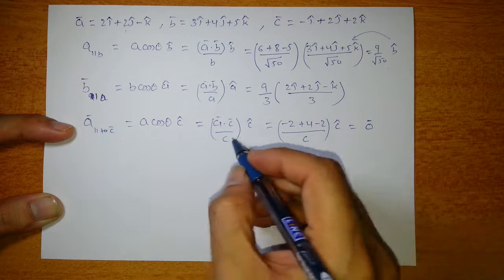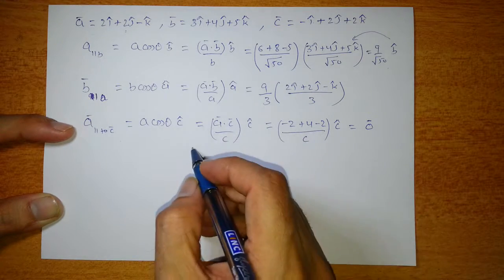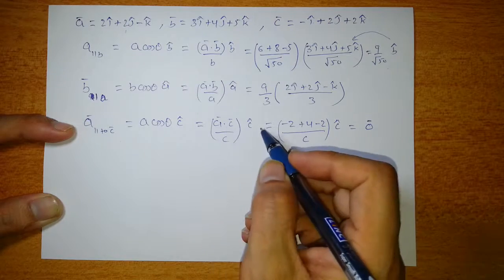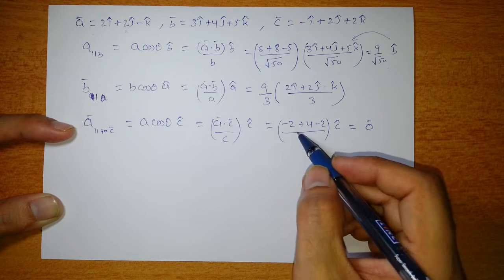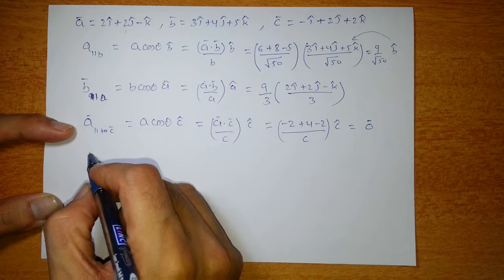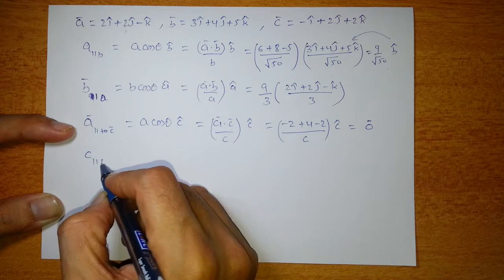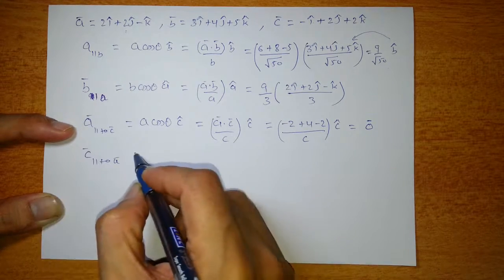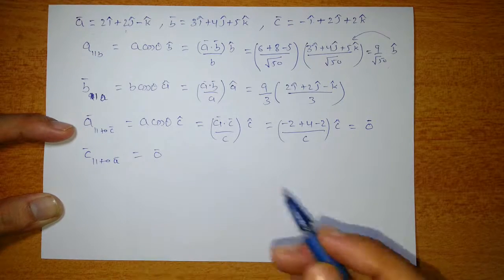So whenever two vectors are perpendicular, as their dot product is 0, their component along each other will be 0. If we find the component of C parallel to A, it will also come out to be a null vector, or a 0 value vector.